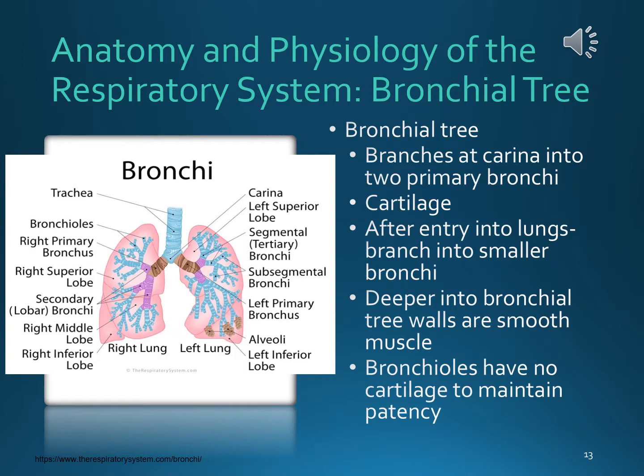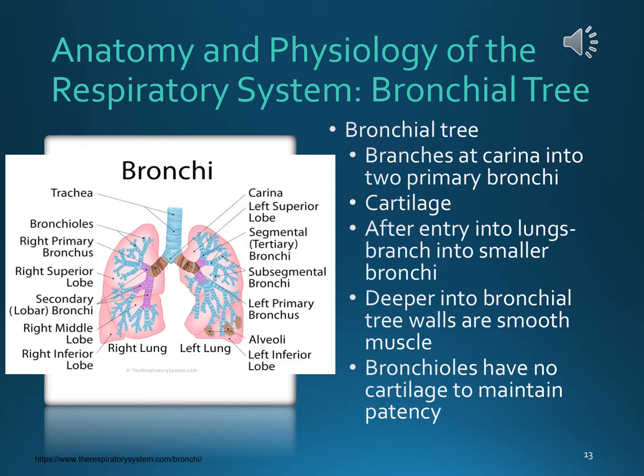The bronchial tree, as I mentioned in the previous slide, branches at the carina into the 2 primary bronchi, the right and the left. The right bronchus is wider and more vertical than the left bronchus, so it is the most likely location for aspiration. Aspiration pneumonia is usually in your right lung for that reason. The bronchi are made of cartilage, as is the trachea, and the cartilage serves to keep the bronchi open and patent.